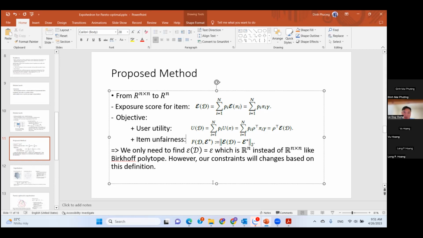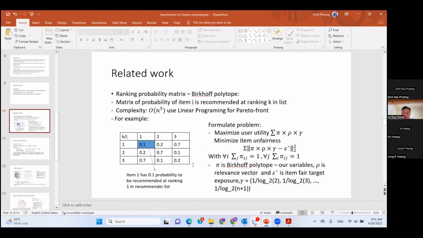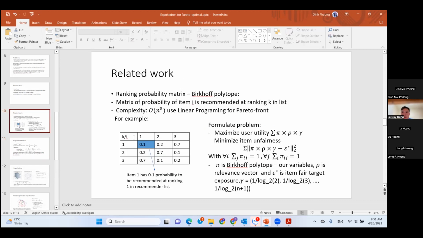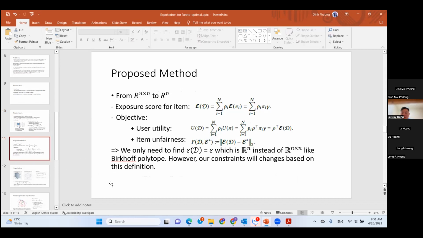Okay. Before, we had three steps. Here we will also have three steps: from the maximization here, we populate the rank probability matrix, and then we sample from it. So this is our variable. But with this proposed method, we can start directly from the exposure score. We optimize this, and then we decompose it to some kind of probability matrix like this before we sample. So it is from a different starting point. That's the basic idea.